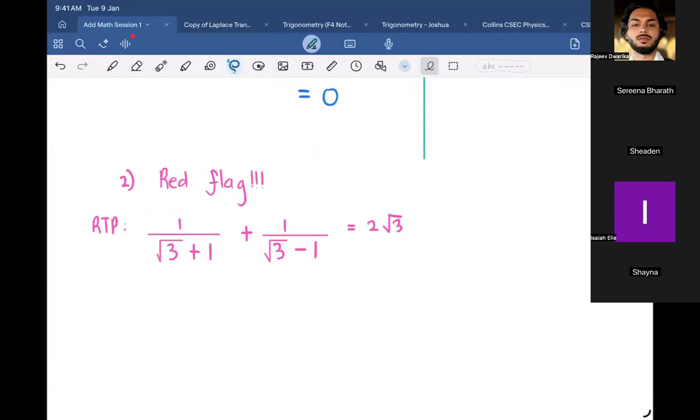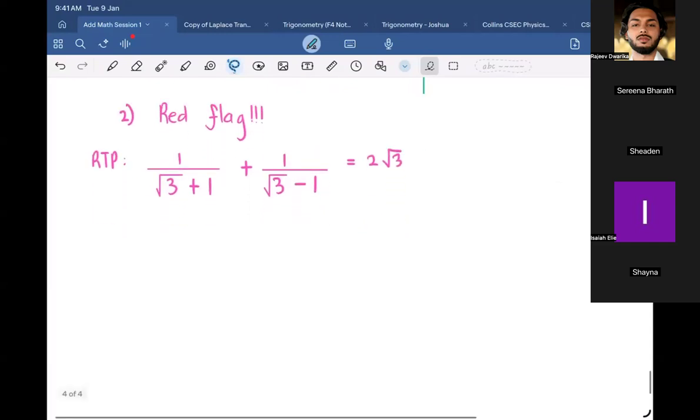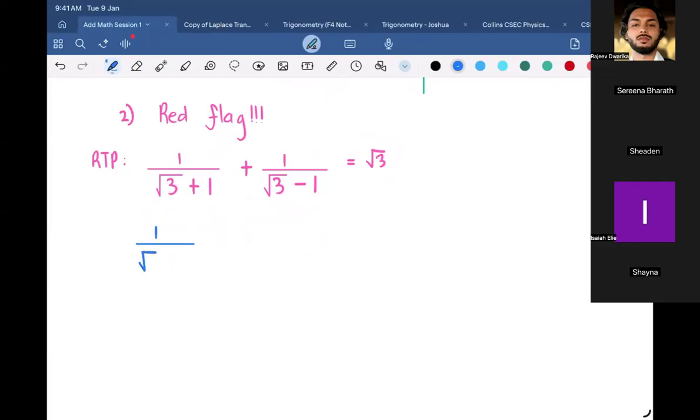Shay, let's do question 2 really fast. And this is supposed to be root 3, not 2 root 3. So what's the first thing I should do? Separate the two fractions, basically, and rationalize each one. Okay, sure. That's what I did. Right, that's correct. So you would say 1 over root 3 plus 1, right? And I'd multiply that by root 3 minus 1 because that's the conjugate. What are we going to get on top? 1 by anything is itself.